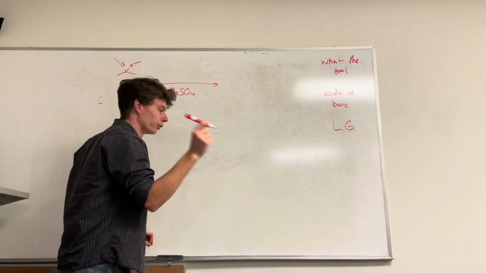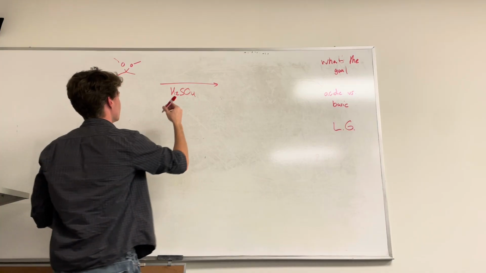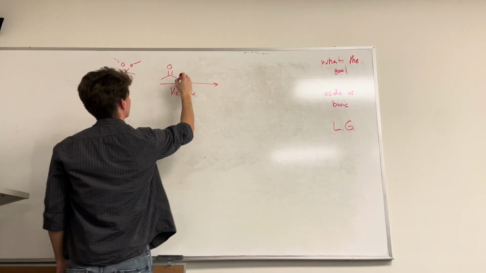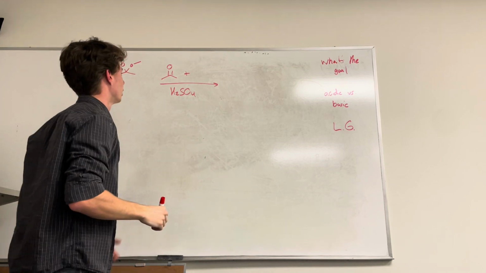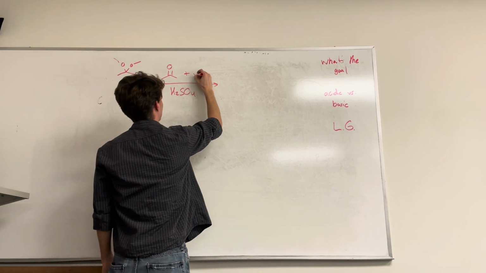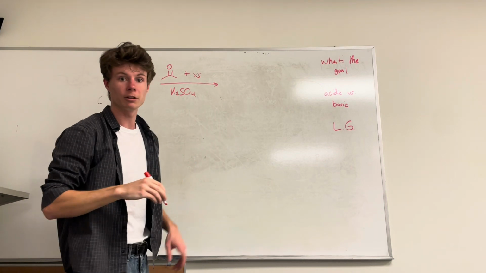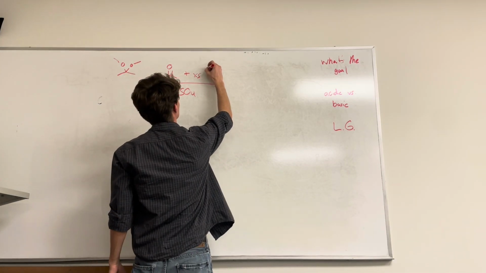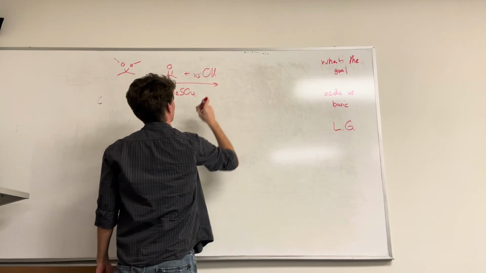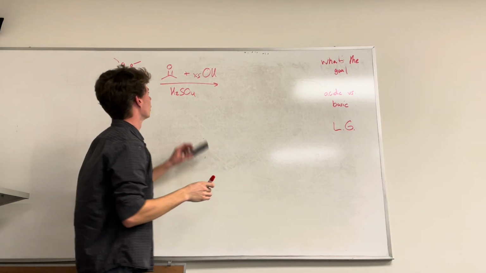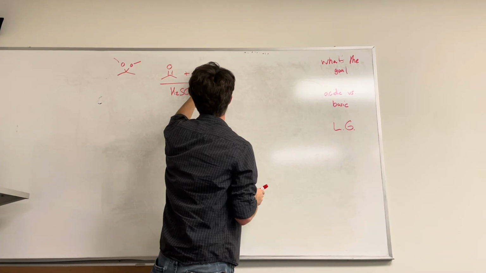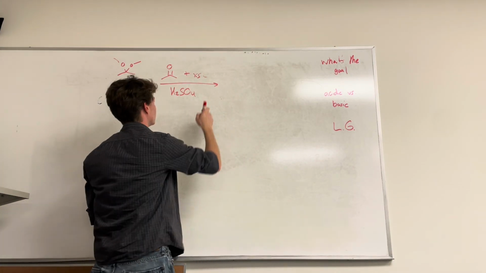And for acetals, for imines, for enamines, I need some type of carbonyl carbon. Let's just use a ketone. And I need excess alcohol. That's different than hemiacetals, where I just needed alcohol. Now I need excess alcohol. And for our purpose, let's use methanol.